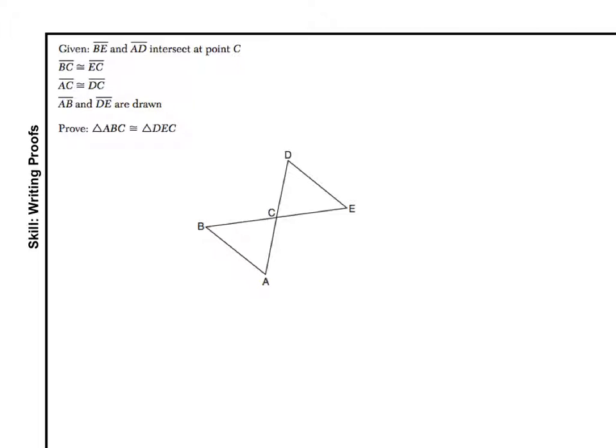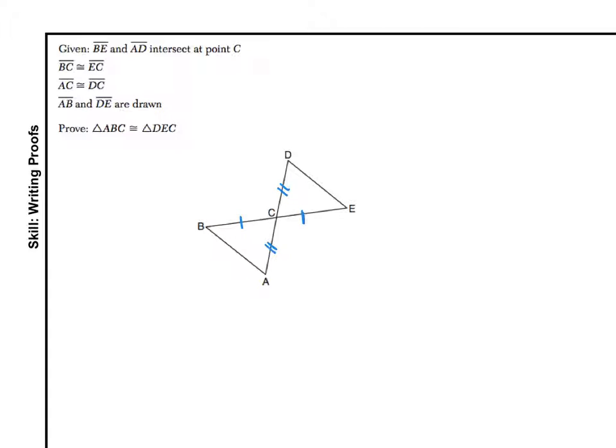The first one gives us a bunch of information. It says BE and AD intersect at point C. It says BC is congruent to EC, AC is congruent to DE, and it tells us AB and DE are drawn. So the first step to doing any problem like this is to mark your givens. So the givens are BC is congruent to CE, and AC is congruent to DC.